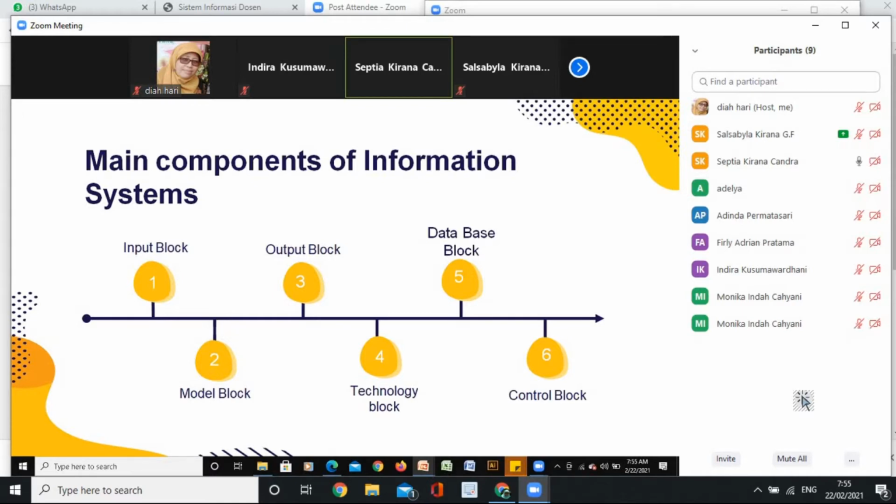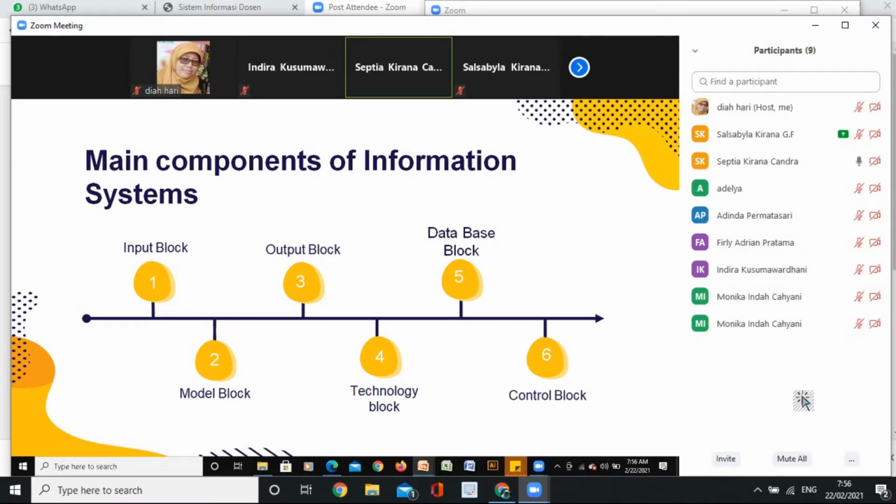Fourth, technology block. Technology is like a machine to run the information system. Technology captures input, runs models, stores and accesses data, generates and delivers output, and controls the entire system. In a computer-based information system, technology consists of 3 components, namely computer and external data, telecommunication, and software.